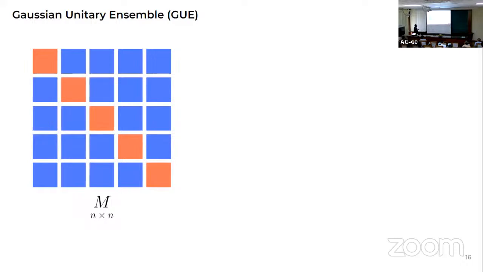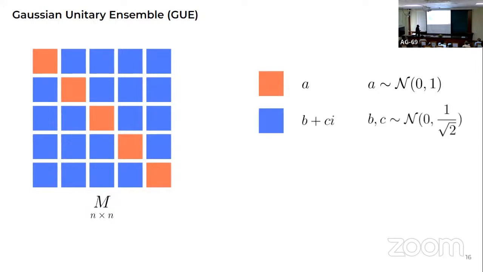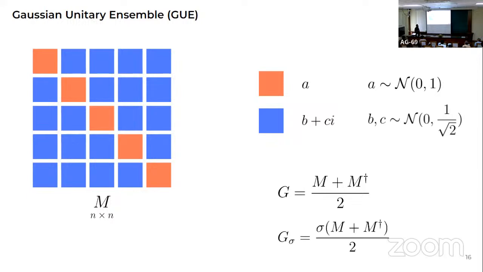So I'll explain the Gaussian unitary ensemble, GUE for short. So first we construct a random matrix as follows. The diagonal entries are real, sampled from normal 0, 1. So this is the mean and this is the standard deviation. And the complex entries are sampled, the real and imaginary parts both sampled from normal 0 and standard deviation 1 by root 2. Then we obtain this matrix and we take the average of matrix M and its conjugate transpose to get the GUE matrix G. And we would also refer to G sigma as a scaled version of this matrix.